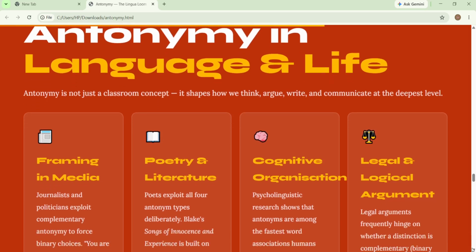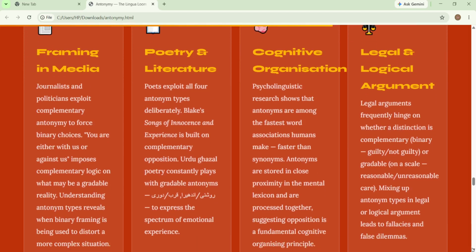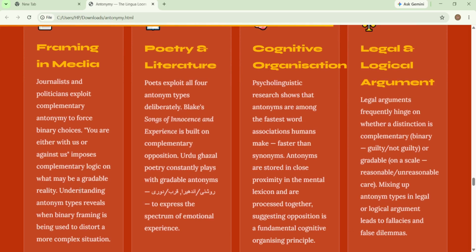Then antonyms in language and life. So antonymy is not just a classroom concept. It shapes how we think, argue, write, and communicate at the deepest level. Framing in media: journalists and politicians exploit complementary antonyms to force binary choices. So this is an example: you are either with us or against us. It imposes complementary logic on what may be gradable reality. Understanding antonym types reveals when binary framing is being used to distort a complex situation. So they are used in media.